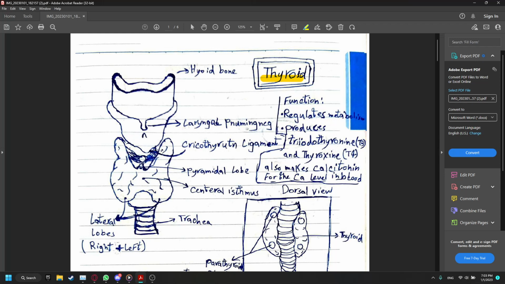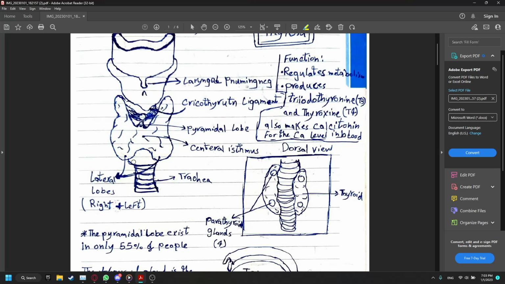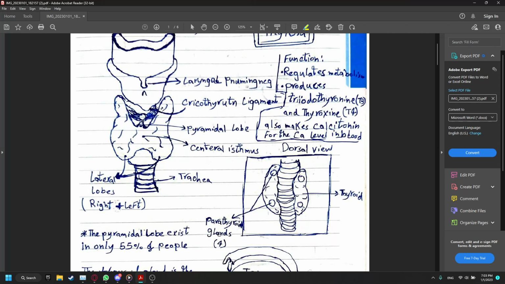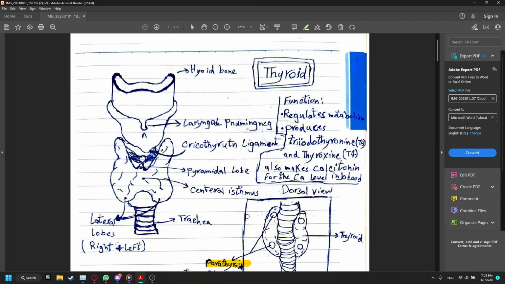What is the thyroid gland? It's literally the biggest gland in the body. It's located here at the trachea, right? It hugs the trachea, and it's butterfly shaped, but it's not connected from the dorsal view here. You see, this is a dorsal view. This is the thyroid gland, obviously. It's not connected, and behind it are obviously the four parathyroid glands.